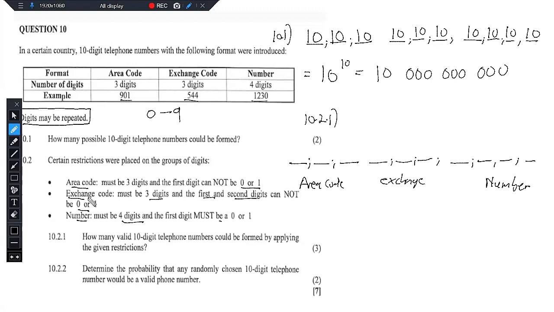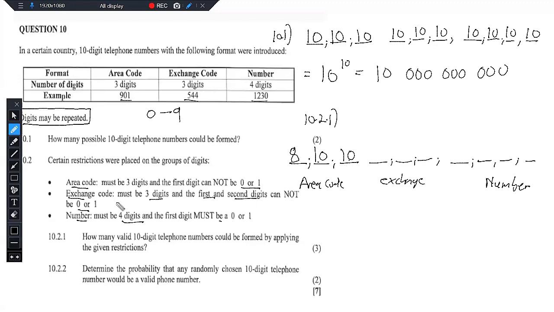Now, what is the restriction with the area code? It must be 3 digits and the first digit cannot be 0 or 1. So the restriction is on the first digit. If we exclude 0 and 1 from the 10 digits that we have available, we only have a sample space of 8 here. We can choose from 8 available digits. But there is no restriction with the second and the third digit for the area code, so we can choose from a sample space of 10.